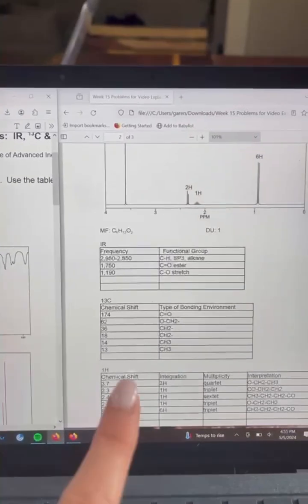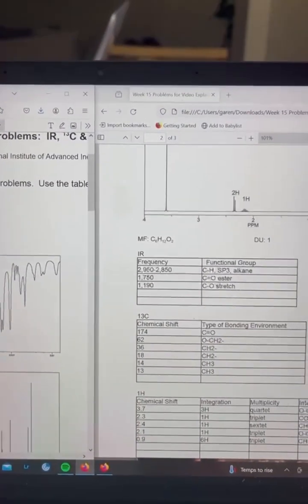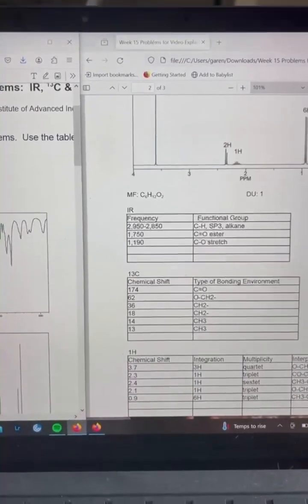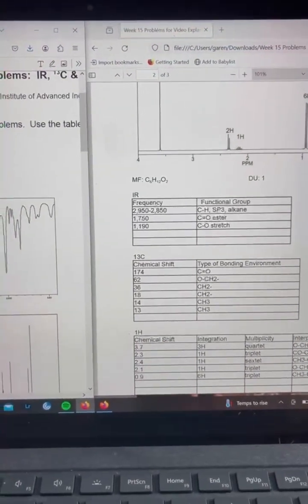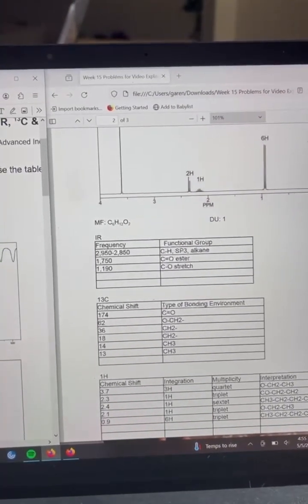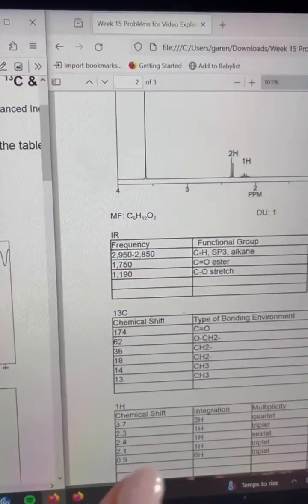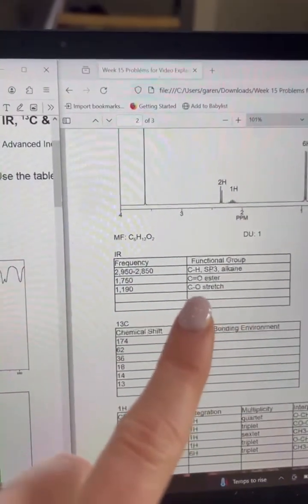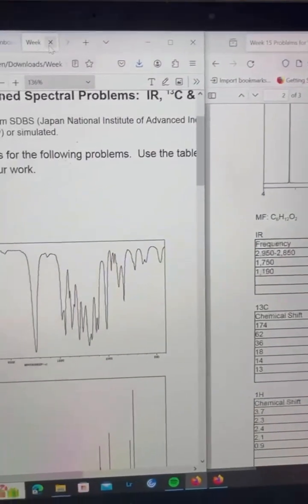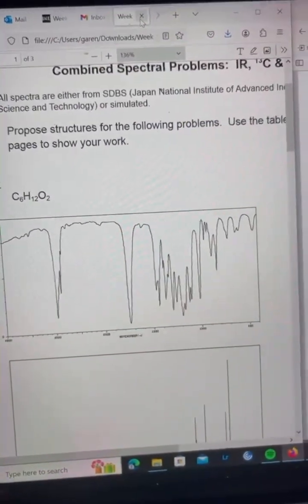The IR table, flip the camera here. So our IR table is here, and this is just going to go over the infrared spectroscopy. This is a list of peaks and frequencies for molecular bonds and functional groups. So as you can see, we have an alkane, an ester, and just CO stretch. And here's the chart that correlates with that.